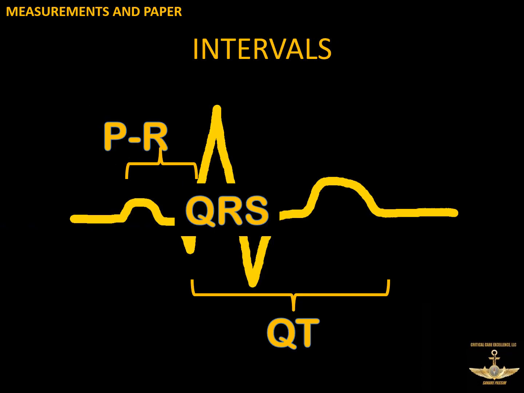Looking at the intervals, the two big intervals we're going to talk about here are our PR interval, which is the distance from the beginning of the P wave to the beginning of the QRS complex, and the QRS duration, which is the duration from the beginning of the Q wave all the way to the end of the S wave, and also the QT interval, which we'll talk about a tiny bit.